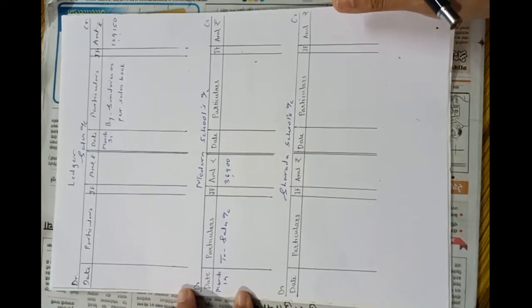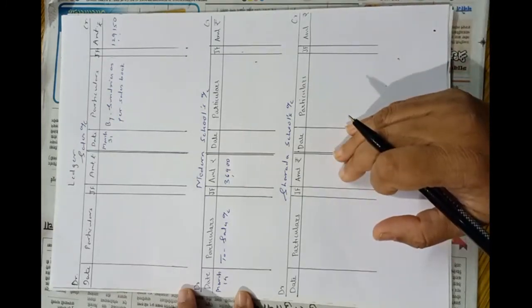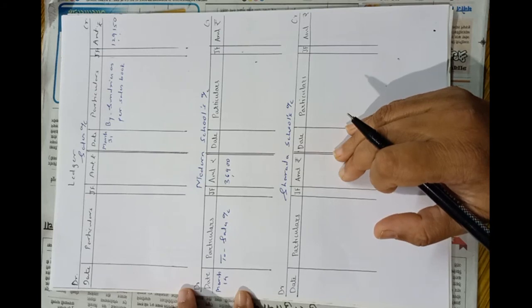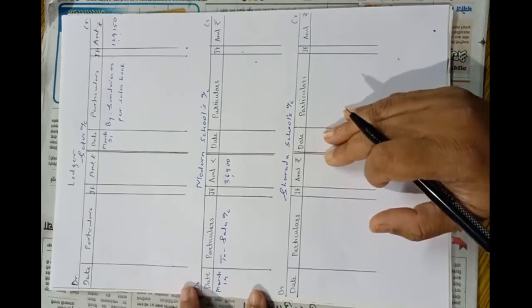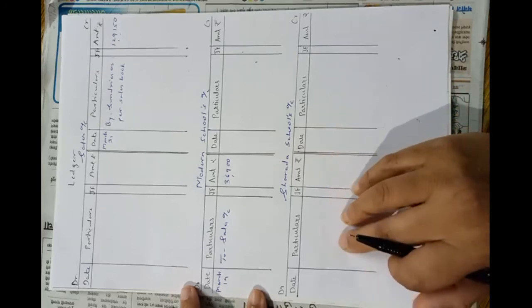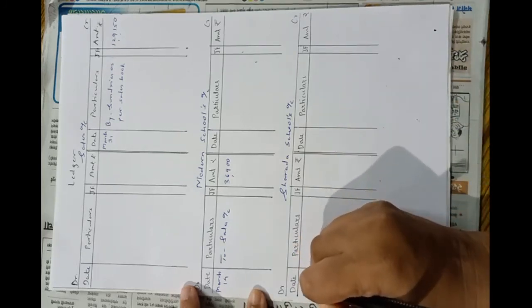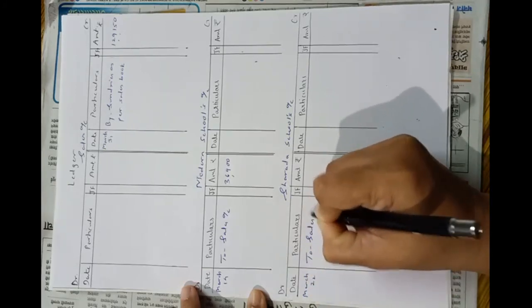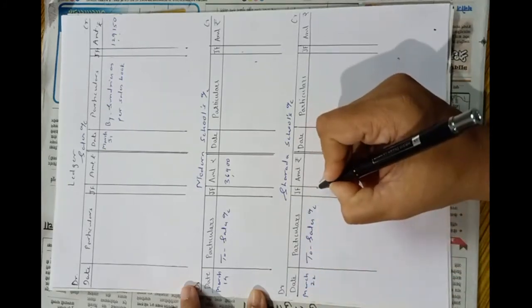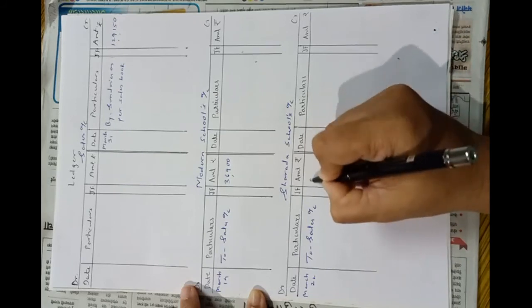Now the entry of 22nd March is with Sharada School, and the amount is 92,250. So the journal entry will be Sharada School's account debit to sales account. So on the debit side of Sharada School on March 22nd, to sales account, and the amount as per our sales book is 92,250.